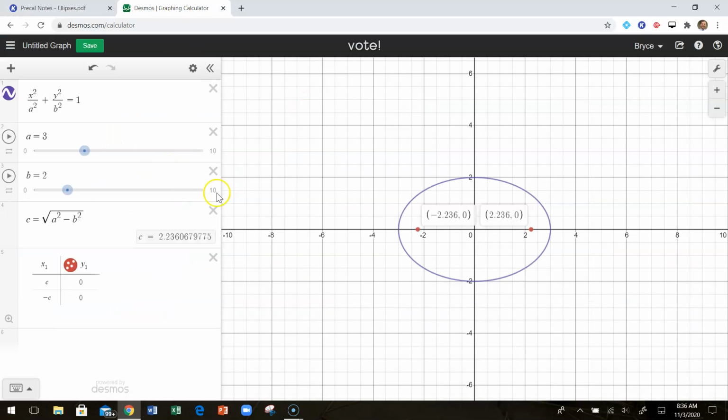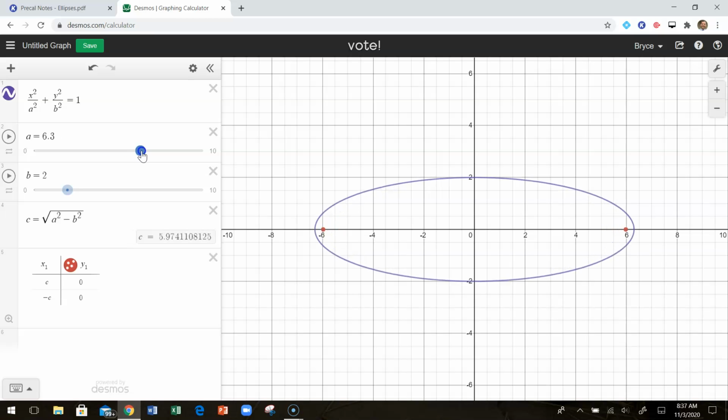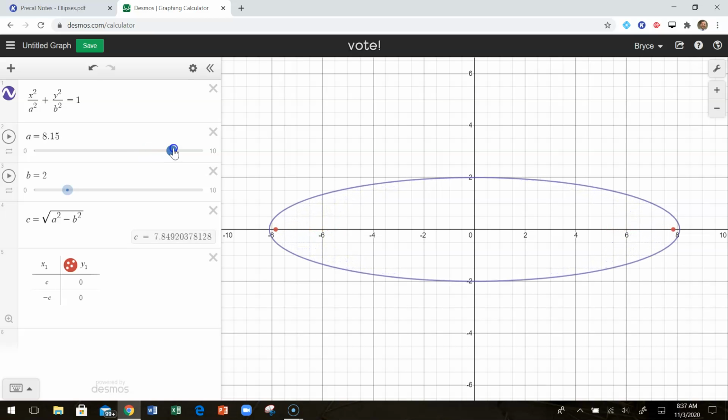So I'll show you really quickly in Desmos using some sliders here. If I stretch a out even more, this is going to make it more stretched out. But look at the foci, right? Those get really close to the endpoints on your major axis there. So this would be an equation. Let me take this back to just 8. If I made a 8, that would be x squared over 64 plus y squared over 4. So a much bigger number for a than for b. And notice how far out those foci get.